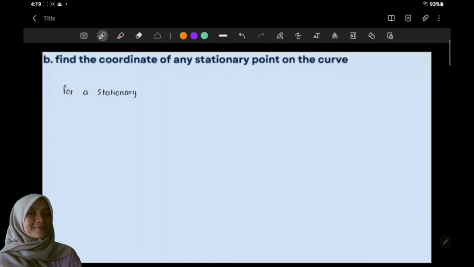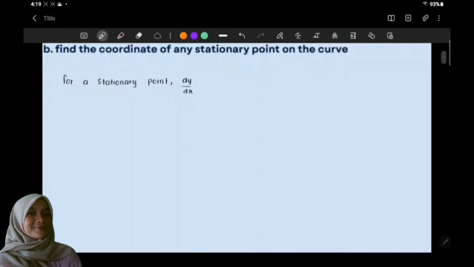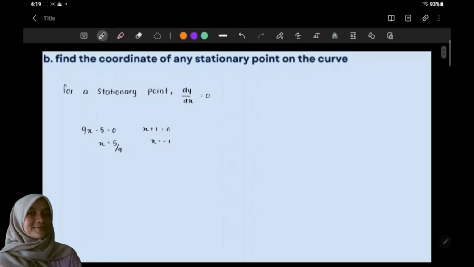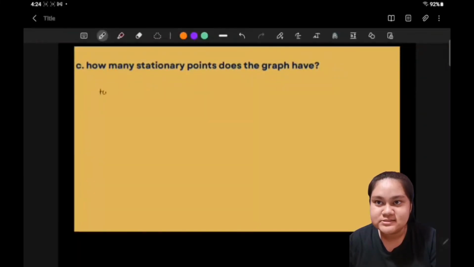Question B. Find the coordinates of any stationary point on the curve. For a stationary point, dy per dx equals 0. 9x minus 5 equals 0, x equals 5 per 9; x plus 1 equals 0, x equals negative 1. How many stationary points does the graph have? It is 2: 5 over 9, negative 1.